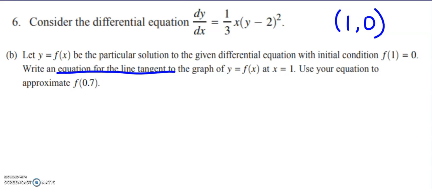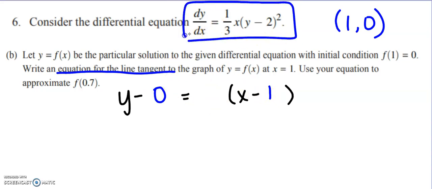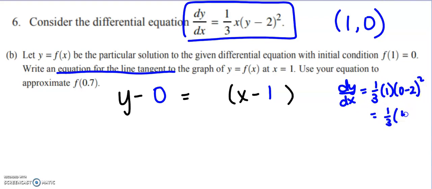So writing the equation of a tangent line, we know we need y minus something equals a slope times x minus something. We're going through the point (1, 0). And now I need to find the slope at (1, 0). So dy/dx at (1, 0) is going to be equal to 1/3 times 1 times (0 minus 2) squared. So I get 1/3 times 4, so I have a slope of 4/3.